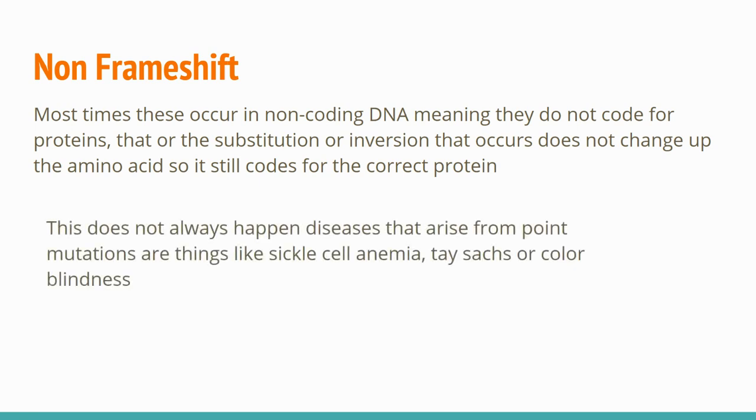Now, there's always an exception to this rule. Sometimes when you get an inversion or a substitution, something does happen. A lot of diseases that we know, such as sickle cell anemia or color blindness, maybe you've heard of Tay-Sachs, are actually point mutations that have occurred. Essentially, a substitution has happened that causes this disease to arise. So there is sometimes a danger to a non-frame shift mutation.